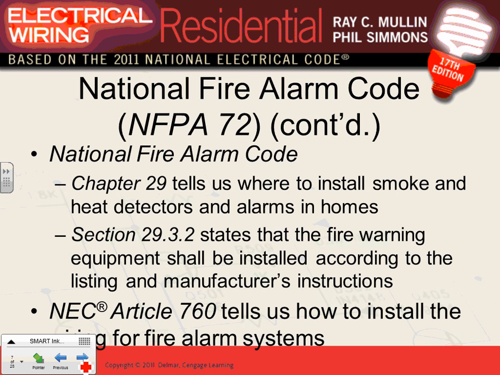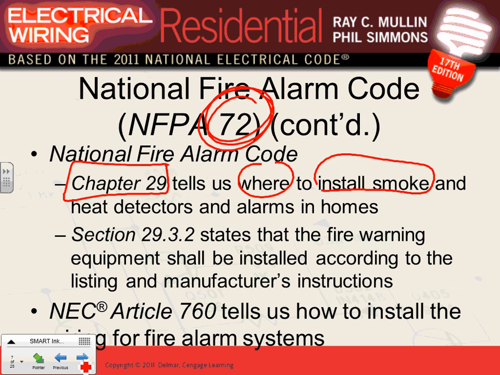Okay, this is where I want you to wake up if you're sleeping. Here's the article, and here's the difference: this chapter will tell you where to install a smoke detector, and a heat detector and alarm in a home. Can I have a thumbs up, Chad? If I want to know where I need a smoke detector in this apartment, can I go to the NEC code book? Would you find anything in the NEC code book that tells you where you need a smoke detector right now?